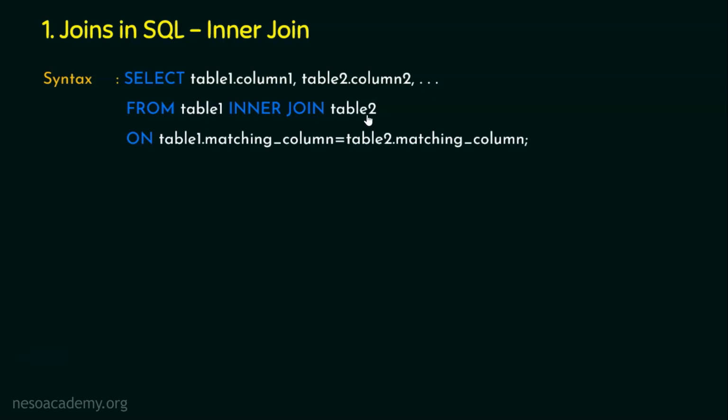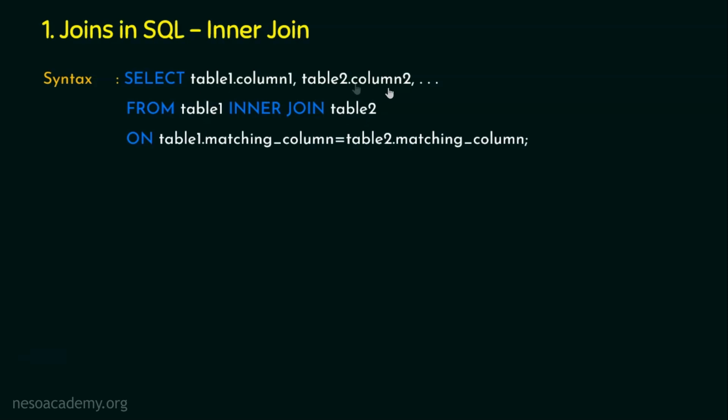Now let's go to the syntax. Select the required columns: table 1, dot, column 1, comma, table 1, dot, column 2. We can extend it as per our requirement. Here I am taking table 2, dot, column 2. How many columns do we want? We can add all those things. Then from table 1 inner join table 2. So here we are going to perform table 1 inner join table 2, and these columns are going to be retrieved from the output of this operation. The output of table 1 inner join table 2 is going to be a resultant table. From that output table, we are going to retrieve the required columns.